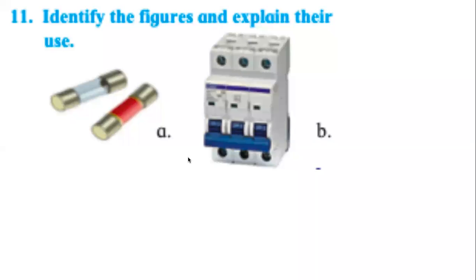Diagram number, picture 11A in your exercise is a fuse. Picture 11B in your exercise, question number 11, is a miniature circuit breaker. We use both to break a circuit, to switch off the power supply. And how does it happen? In case of the fuse melts, the wire melts and the circuit is broken. In case of the MCB, it trips, it switches off the power supply. Fuse and MCB.